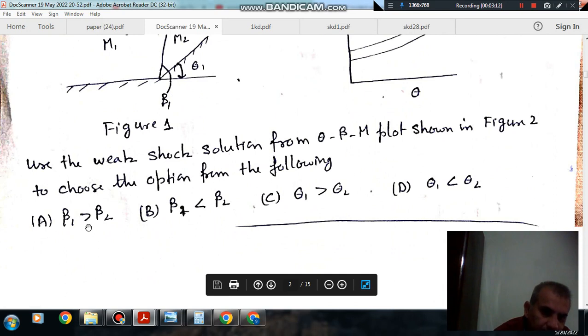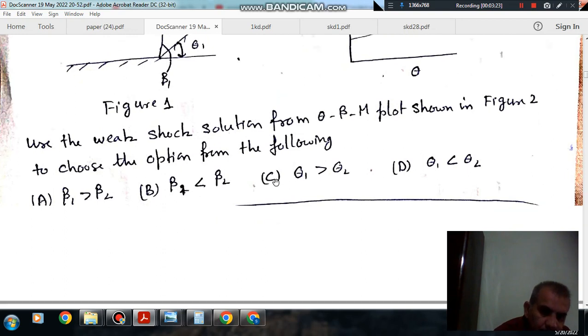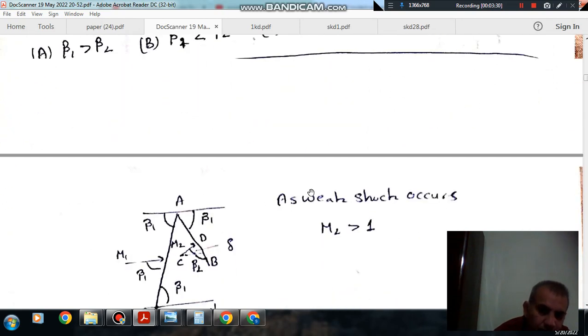Option A, beta 1 is greater than beta 2. Option B, beta 1 is smaller than beta 2. Option C, theta 1 is greater than theta 2. Option D, theta 1 is smaller than theta 2.